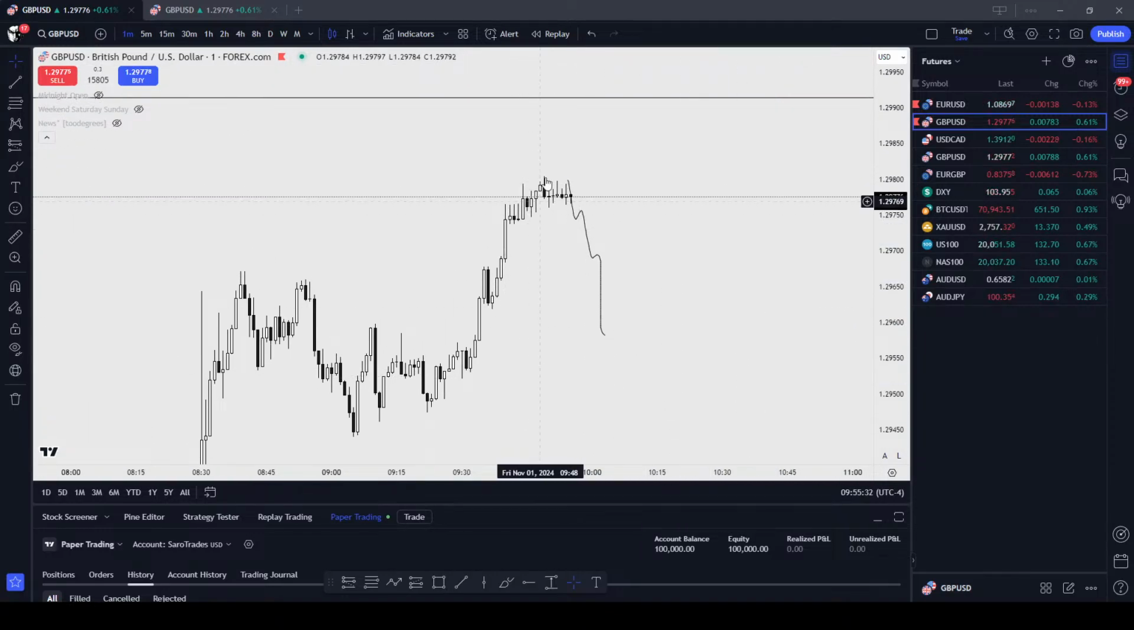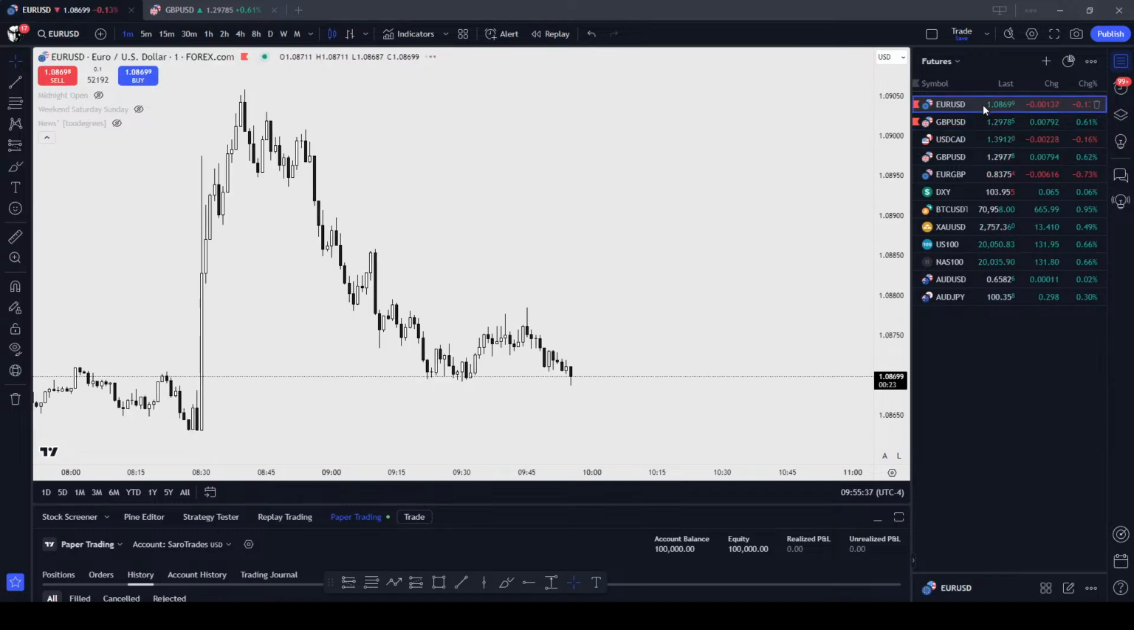Oh my god, so ugly. This range. Euro took this slow.